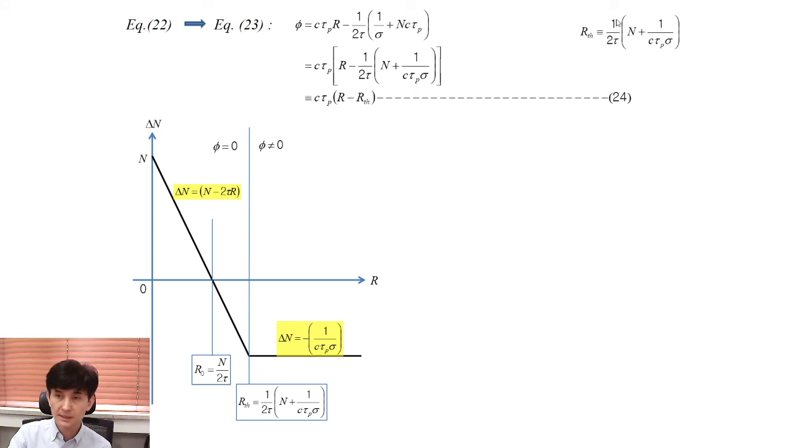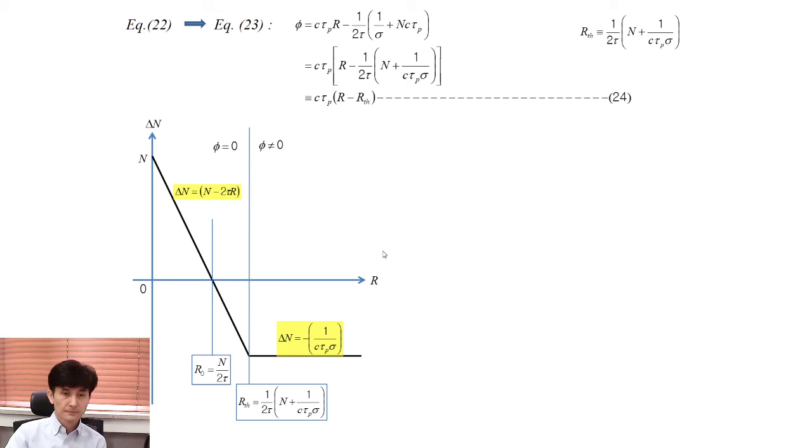the threshold pumping rate as 1 over 2 tau n plus 1 over c tau p sigma. Then we have a simple relation like this, because this is a constant for a given cavity lifetime tau p. We have this.